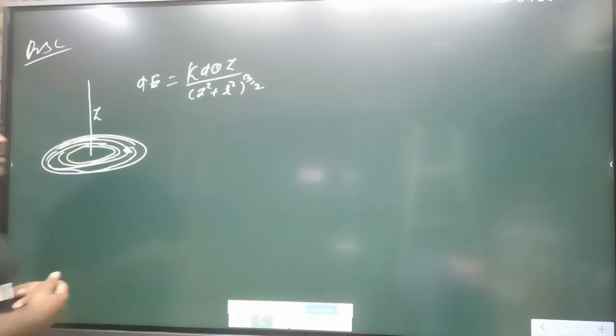Which part will survive? Sine part survives, cos part, okay, already survives everything.